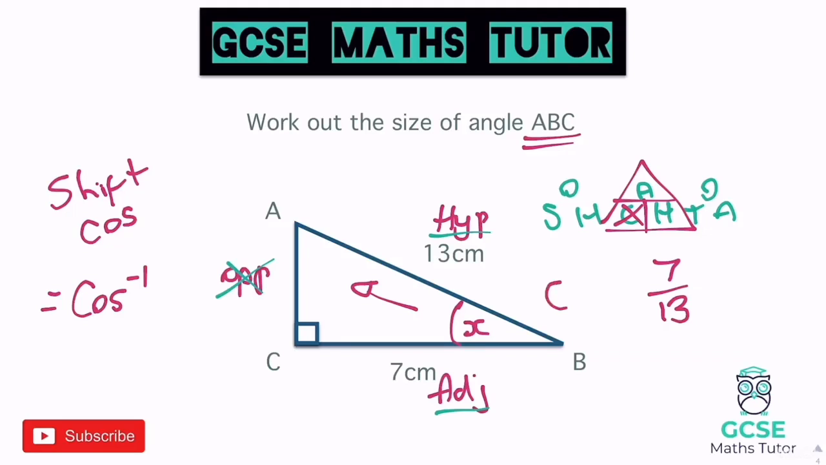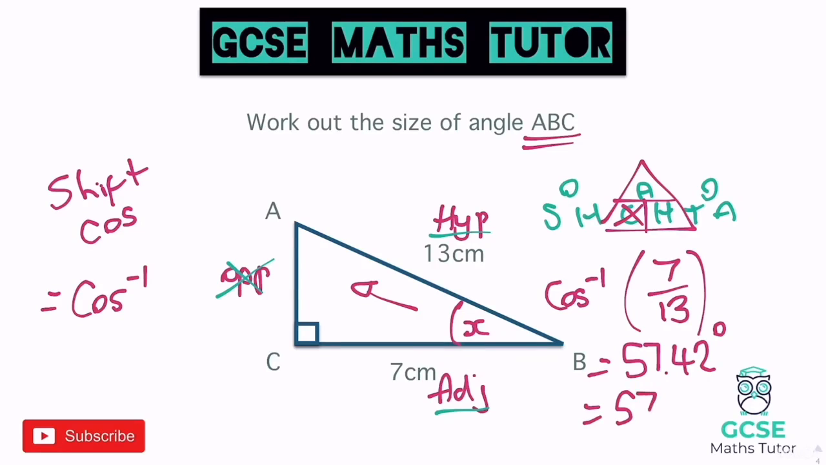So you type in cos -1, and then 7 over 13. If your calculator has the fraction function, you can put it in as a fraction. If not, in the bracket there, just put 7 divided by 13. So let's do that. Cos -1, 7 over 13, and you get the answer here, 57.42. And if we round that to one decimal place, it'd be 57.4 degrees. There we go, for an angle.